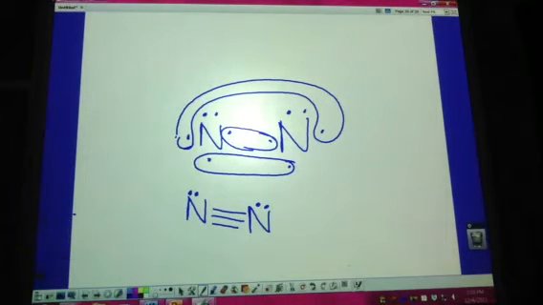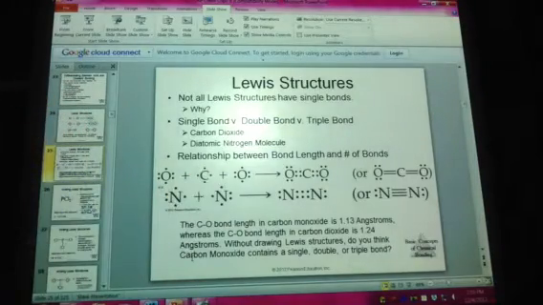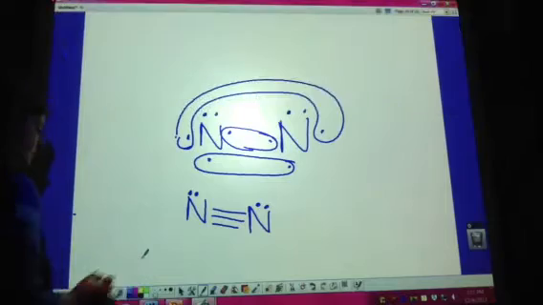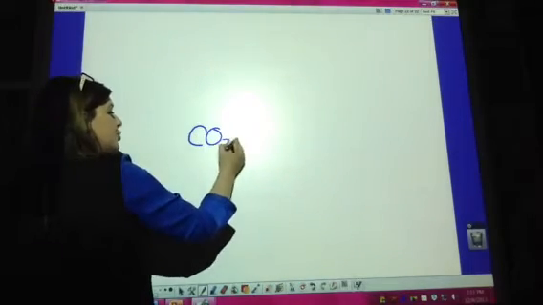So this would give me, for example, what my diatomic nitrogen would look like. In that case, we can see that they would have a triple bond. Carbon dioxide, we can do that one too. Let's look at that one. So carbon dioxide, we have CO2.